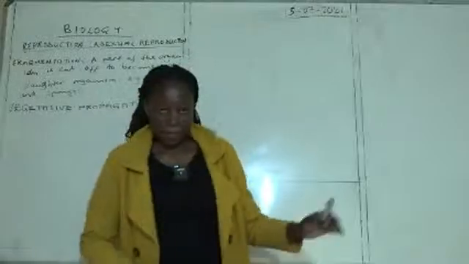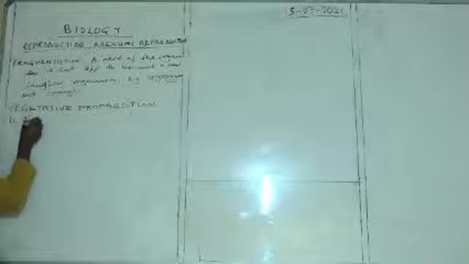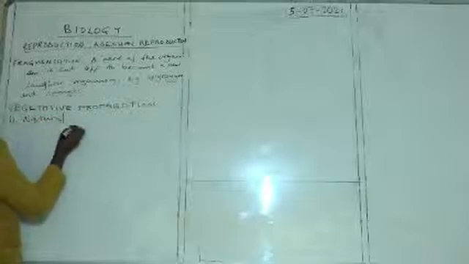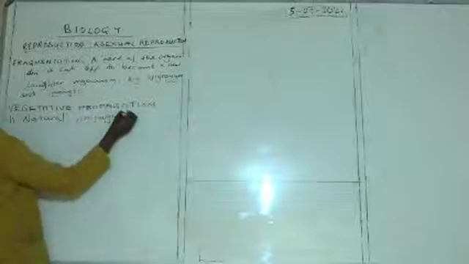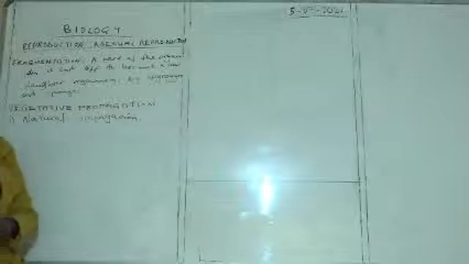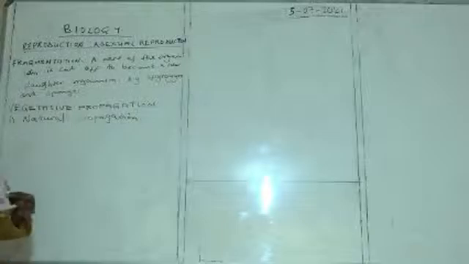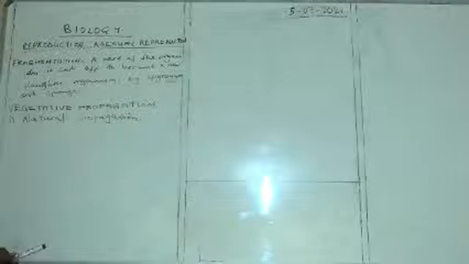So we'll first look at the natural propagation. So number one, we have natural propagation. So here, like I said earlier, this is the type of vegetative propagation where vegetative parts of a plant propagate themselves or are used to produce new plants naturally. Okay, the only difference with artificial is that in this case it is happening on its own.